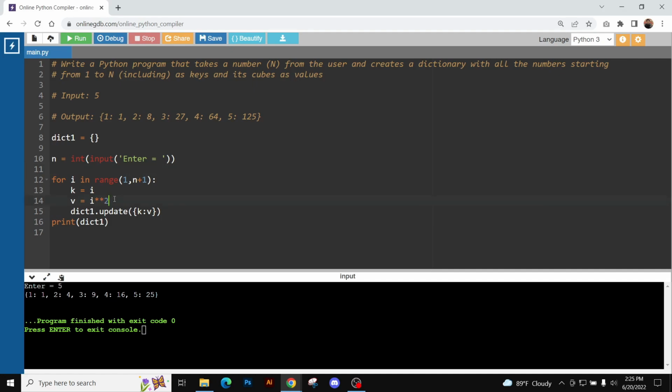Now here, if I give i into 2, that means i to the power of this number, that is how many times I'm going to raise it, like square or cube. Since I'm going to square it, it is 1, 2 to the power 2 is 4, 3 to the power 2 is 9, 4 to the power 2 is 16, 5 to the power 2 is 25. So whether you are asked for square, cube, fourth power, anything, you can just put the number here and get the equivalent values.